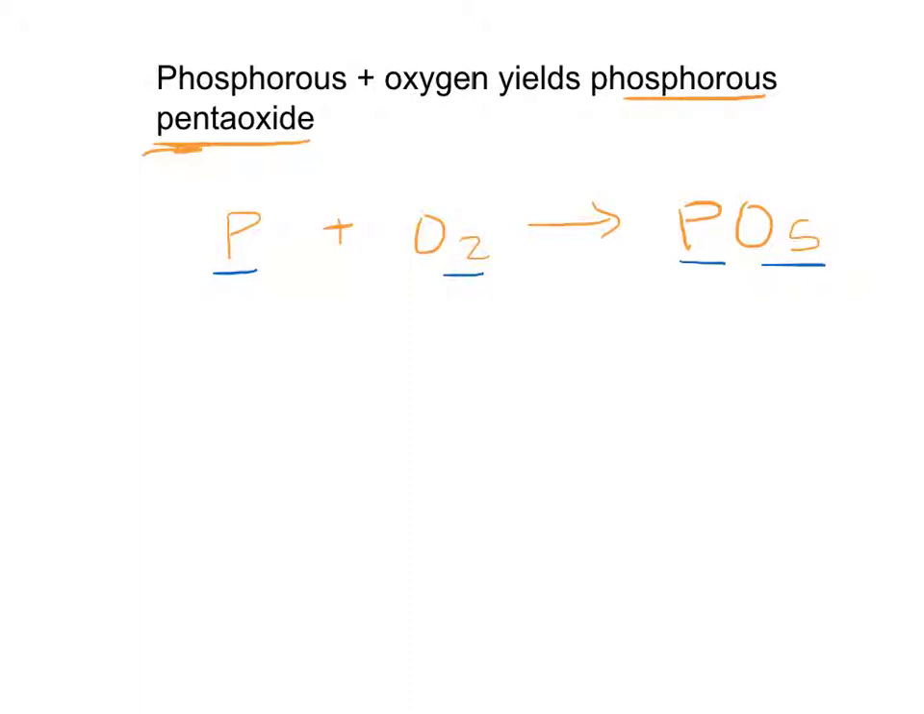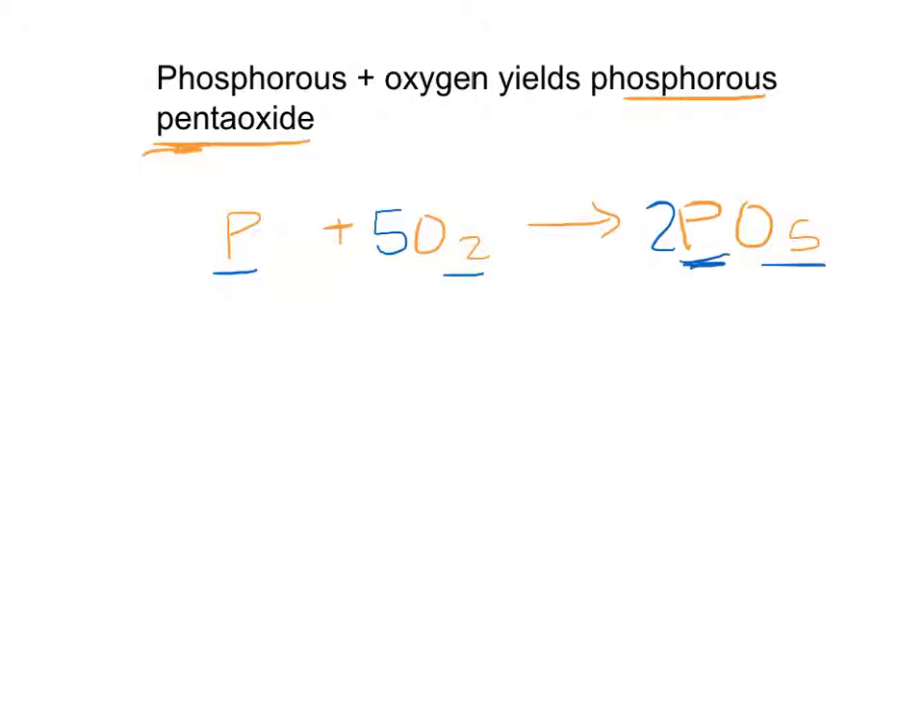What's the lowest common denominator between 2 and 5? 10 is what I'm thinking. So I'm going to have to put a 5 here. So now that's going to give me 10 oxygens on the reactant side. I'm also going to have to put a 2 here to make 10 oxygens on the product side.